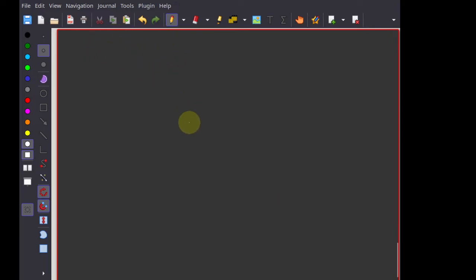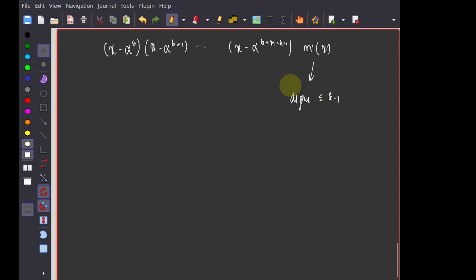So if I look at x minus alpha raised to b, times x minus alpha raised to b plus n minus k minus 1, times, say, some m prime of x of degree less than or equal to k minus 1, this gives you all possible code words.